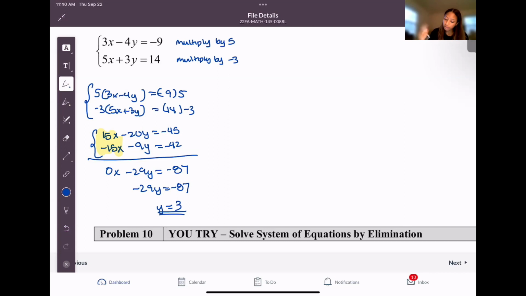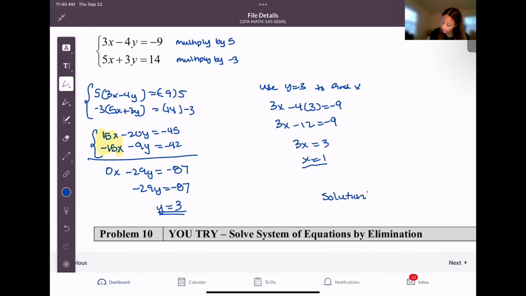Thank you. Then from here, we use y equals 3 to find x. You can use either equation. 3x minus 4 times 3 equals negative 9. That's 3x minus 12 equals negative 9. Then adding 12 to both sides gives us 3x is equal to 3. And finally, x would be equal to 1. So our solution here is 1, 3.